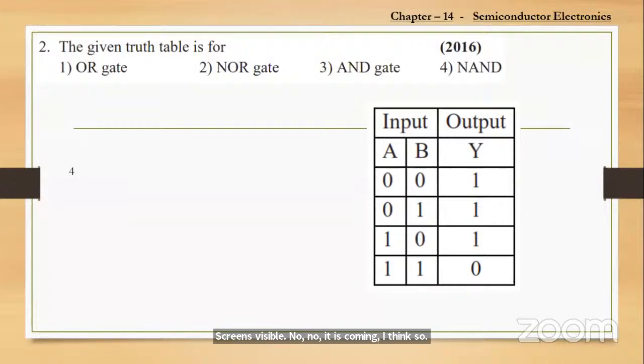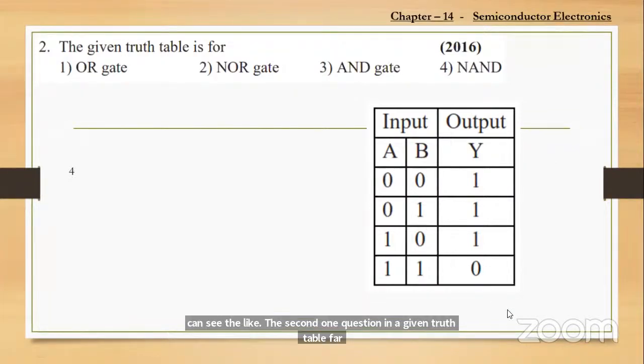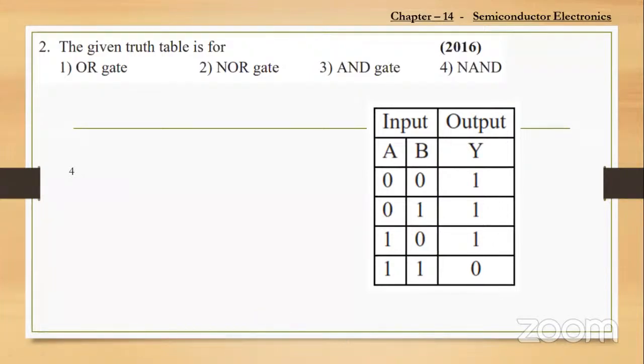In the given truth table, they are asking which truth table it is. They are giving an input of 0 0 and we are going to get an output of 1, 1, 1 and 0. What type of PN junction logic gate is this? Anybody, any guess? Please guess the answer. Let us see.